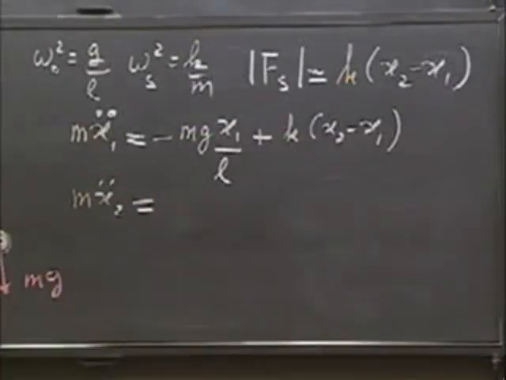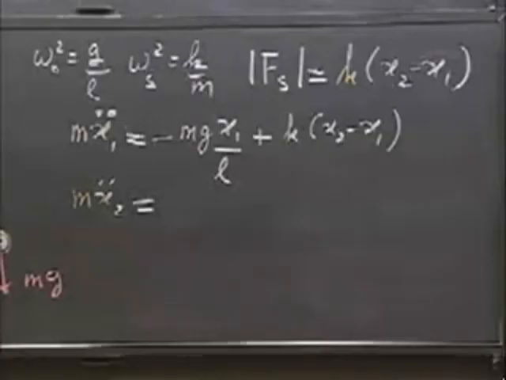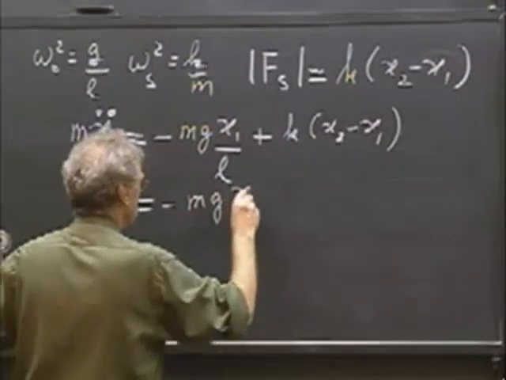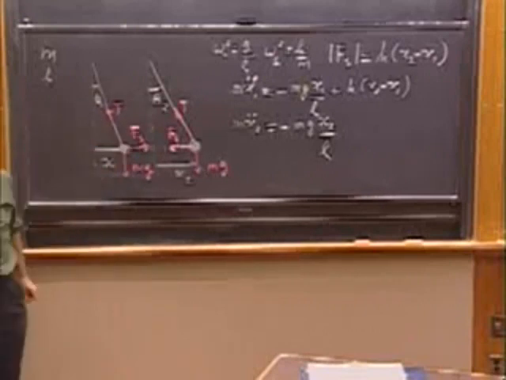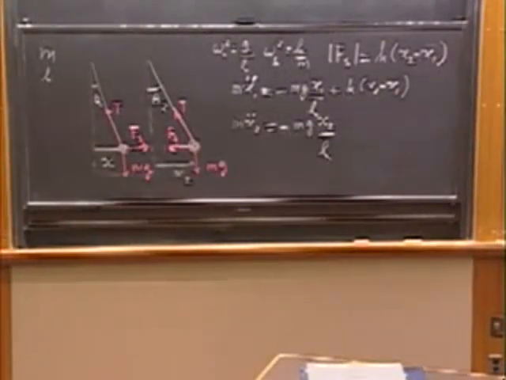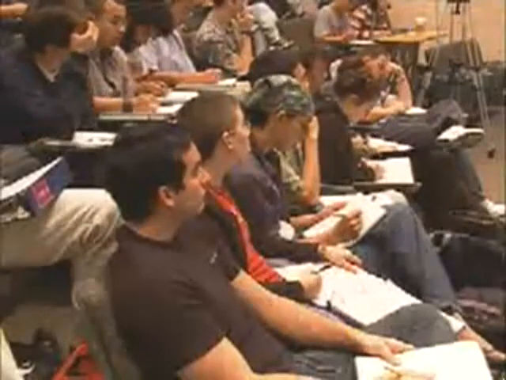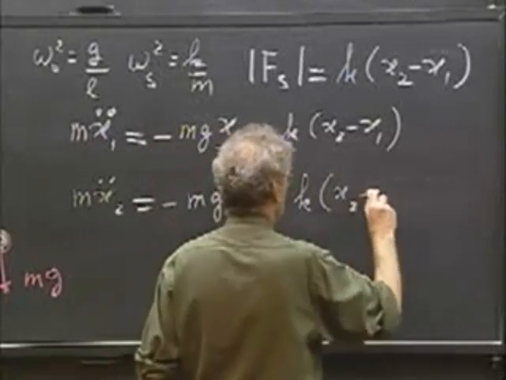And the next one, mx2 double dot, it has again the restoring force due to the pendulum, which is minus mg x2 divided by L, because it's the sine of theta 2 now that comes in. And now it has the spring force, which now has a negative sign. And so now we get minus k times x2 minus x1.